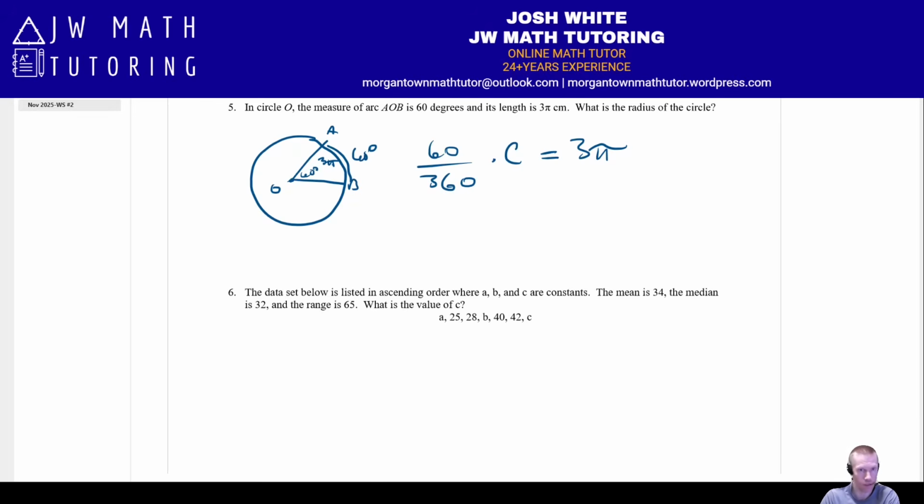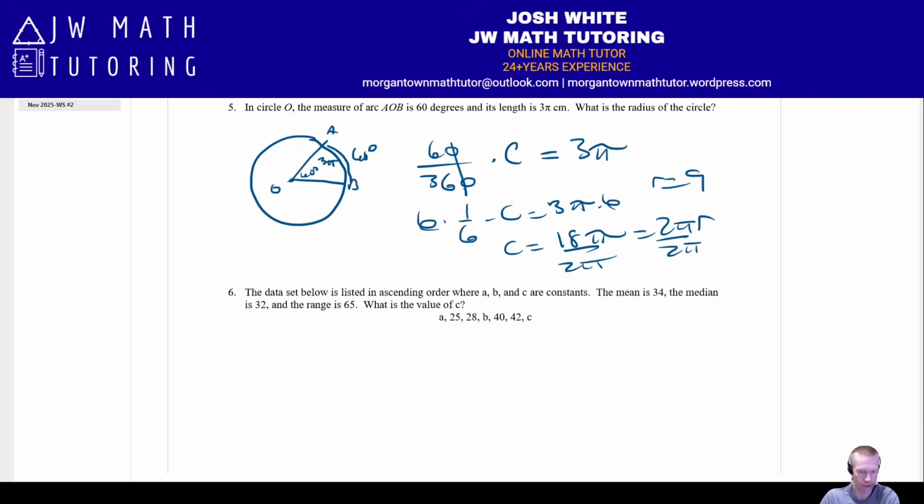The measure of an arc is equal to the measure of its central angle. First of all, the zeros cancel out here. This becomes 1/6. So what you end up finding is the circumference of the circle is equal to 18 pi. We just multiply by 6. Then circumference is 2 pi r, so you divide by 2 pi, and the radius equals 9. So that's the first approach, basically the way I first initially thought to do it.